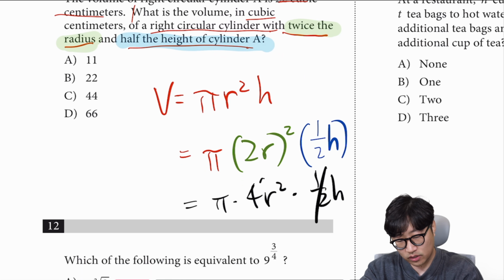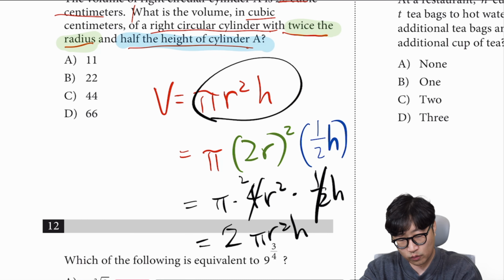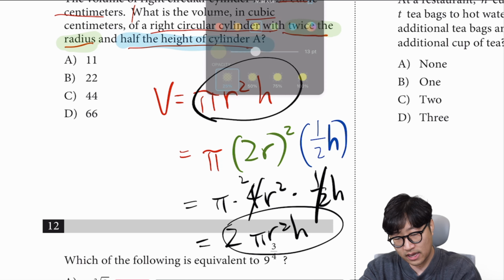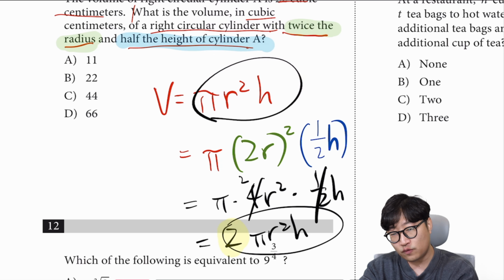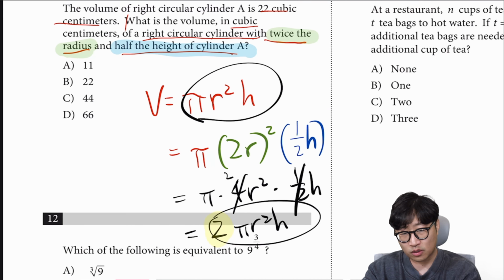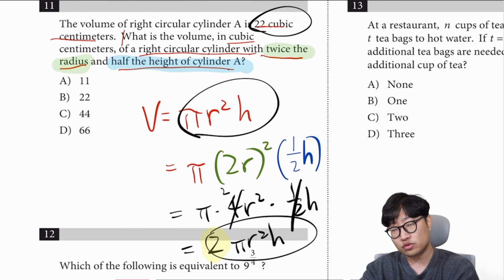So just cancel one of that. So that'll just be 2 pi r squared h. So if you compare that to the original, the new thing you got is this 2, aka the new volume better be twice the volume of the original. The original volume was 22, so twice of that should be 44.